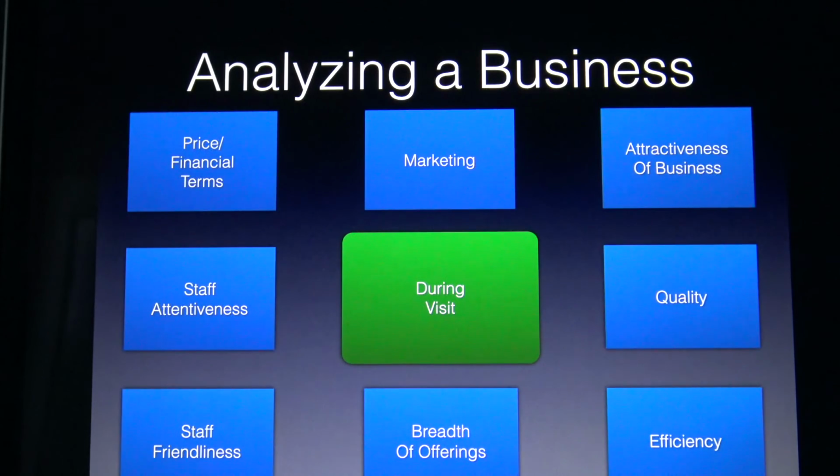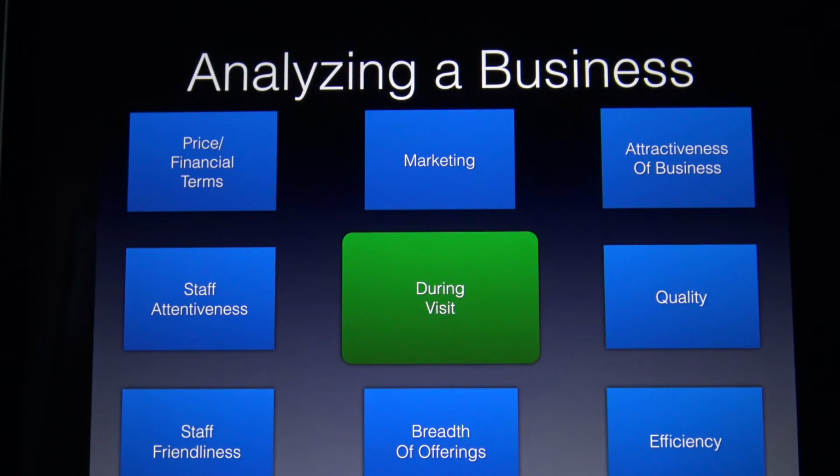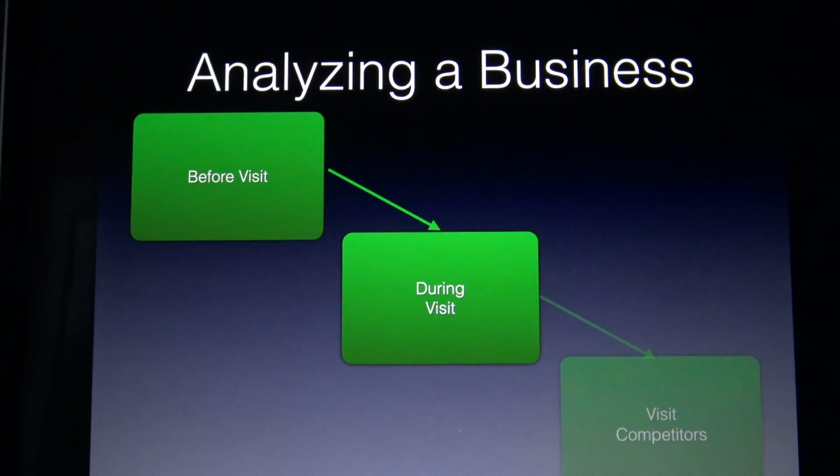Then during the visit, you basically look at all these things: the marketing, the attractiveness of the business, the quality, the efficiency, the breadth of offerings, the staff friendliness, the staff attentiveness, and the price and financial terms. That gives you the overall consumer's view of the business, and is this an attractive business? Is it something you'd want to do business with? And you do all of that while you're engaged with the business that you're analyzing. And then afterwards, you do the same thing with the competitors, and you draw the same kinds of conclusions about the competitor's business, which will give you an idea about the competitive realities of this marketplace.